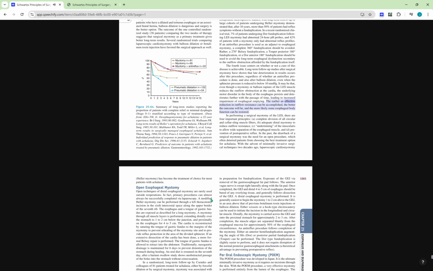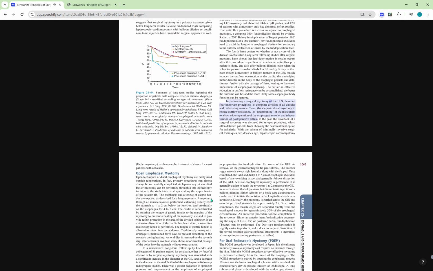The earlier an effective reduction in outflow resistance can be accomplished, the better the outcome will be, and the more likely some esophageal body function can be restored. In performing a surgical myotomy of the LES, there are 4 important principles: complete division of all circular and collar sling muscle fibers, adequate distal myotomy to reduce outflow resistance, undermining of the muscularis to allow wide separation of the esophageal muscle, and prevention of postoperative reflux.